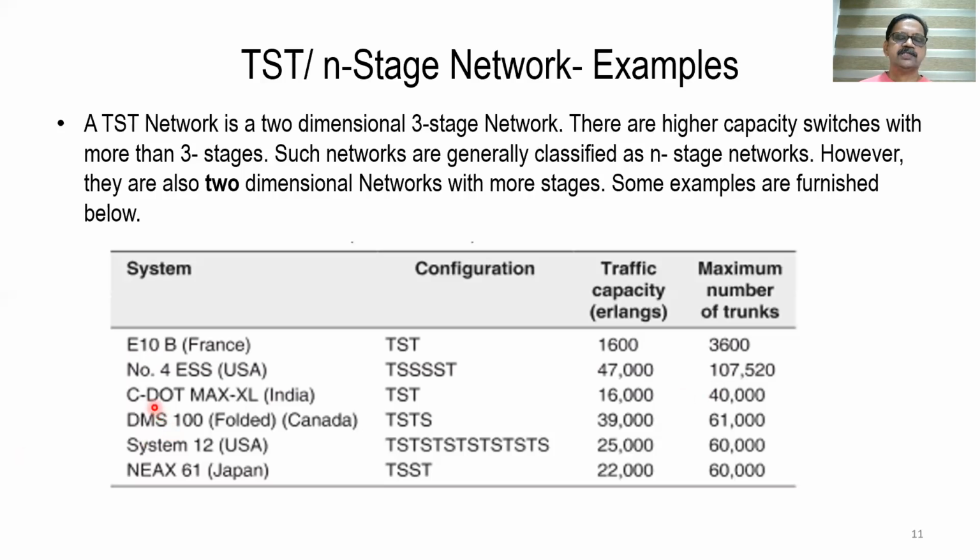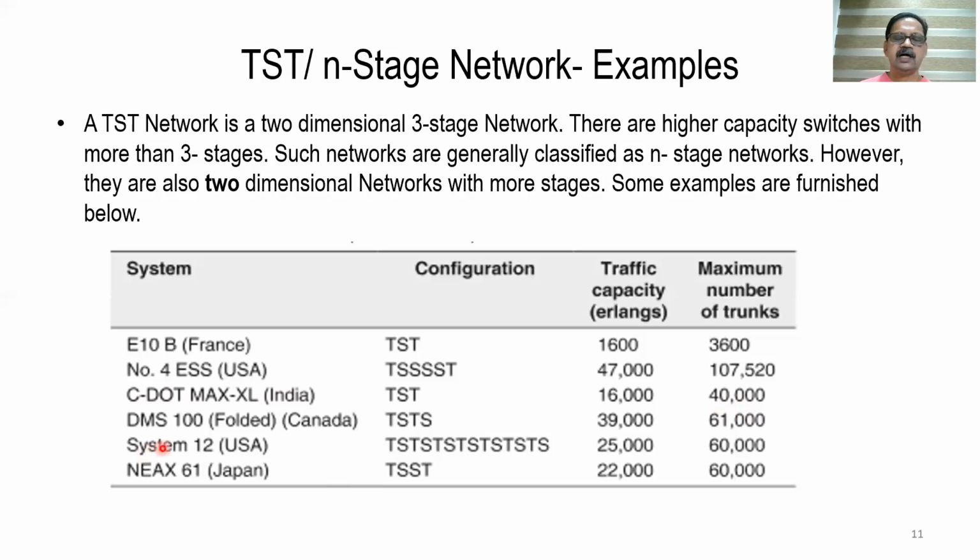Then we have C-DOT MAX XL. C-DOT stands for Center for Development of Telematics. So it is developed in India. It also follows simple TST architecture, but when compared to E10B, it has very high traffic carrying capacity, 16,000 Erlangs, and it can cater up to 40,000 trunk lines.